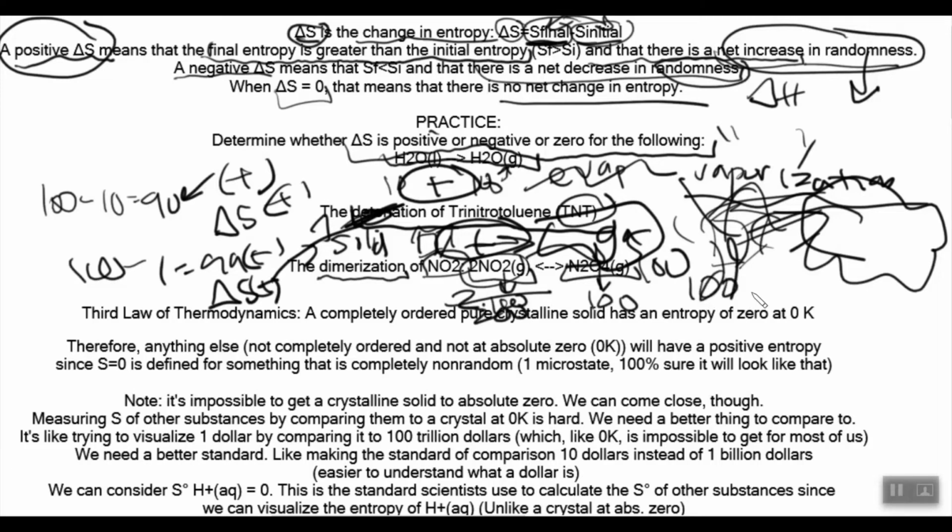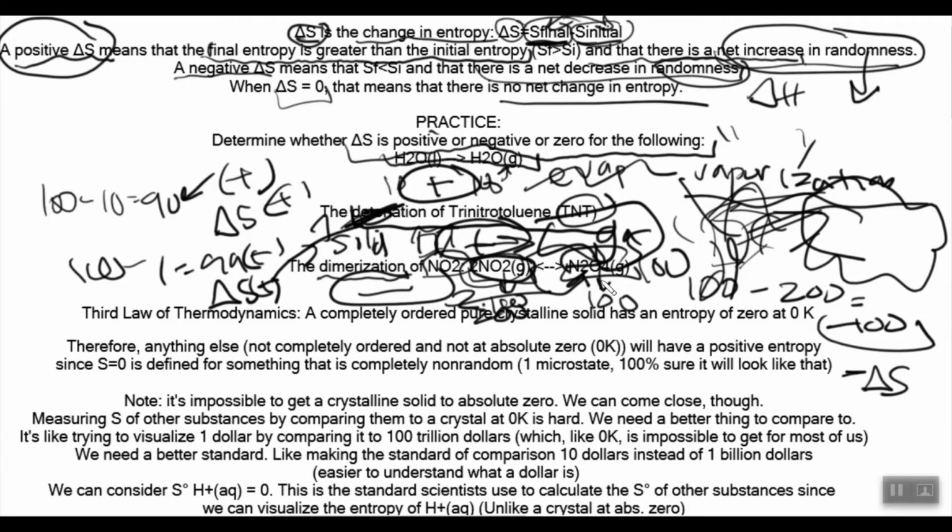So, 100 minus 200 is negative 100. Guess what? This process will actually have a negative delta S. So we can put that negative sign there to satisfy the question. And if you think about this, more moles of gas are turning into less moles of gas.